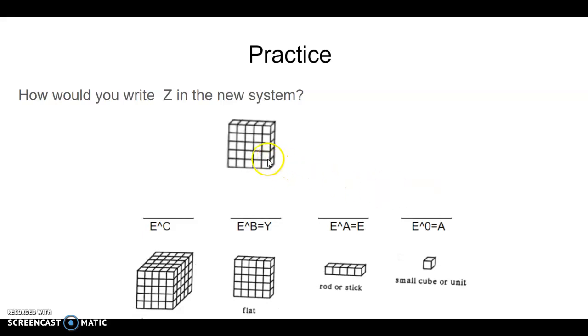Z requires A, Y's, so I'd put in A, A's. So in the Y spot, I'd put A, because I have A, Y's. And then I need a placeholder of O, because I have no E's. And then I need a placeholder, or not a placeholder, I need A's. So I'd put an A in the A spot.